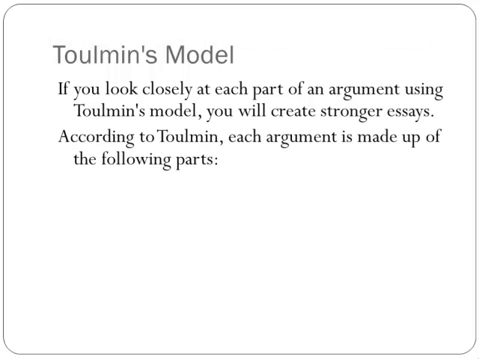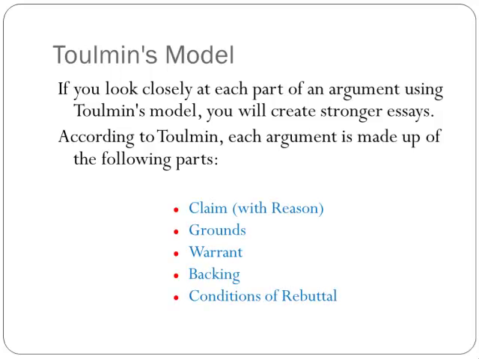If you look closely at each part of an argument using Toulmin's model, you will create stronger arguments. So, using Toulmin's model, each argument is constructed of the following parts: claim with reason, grounds, warrant, backing, and conditions of rebuttal.